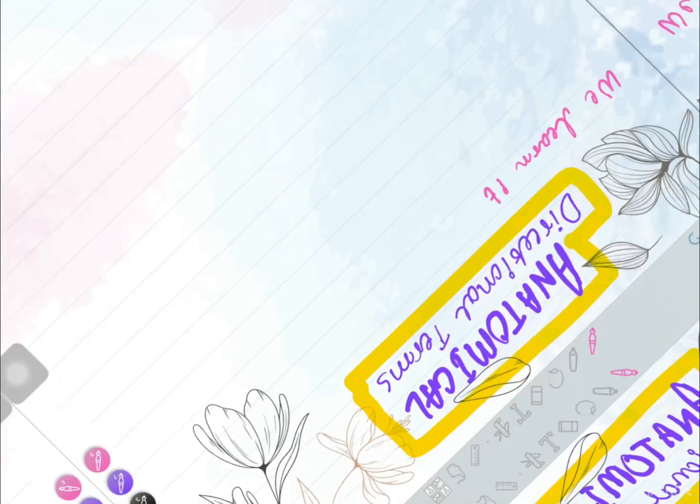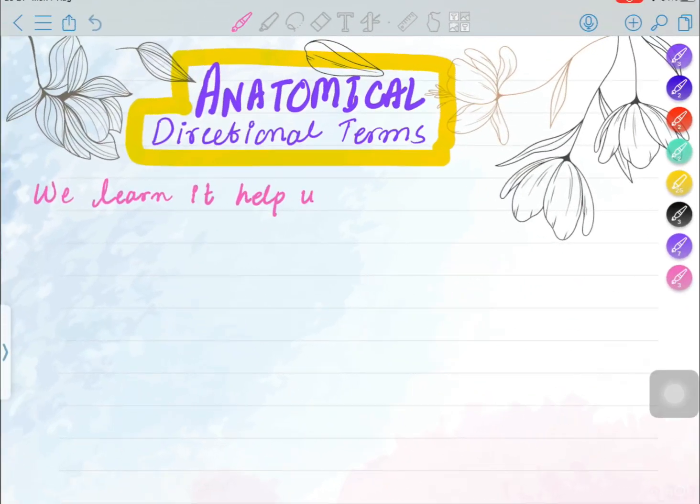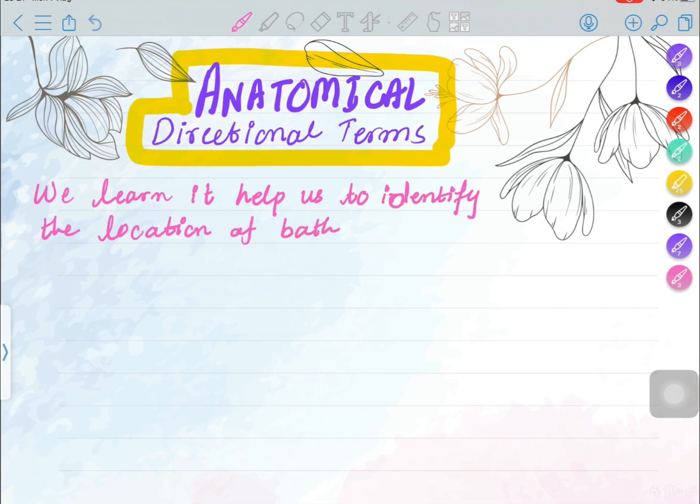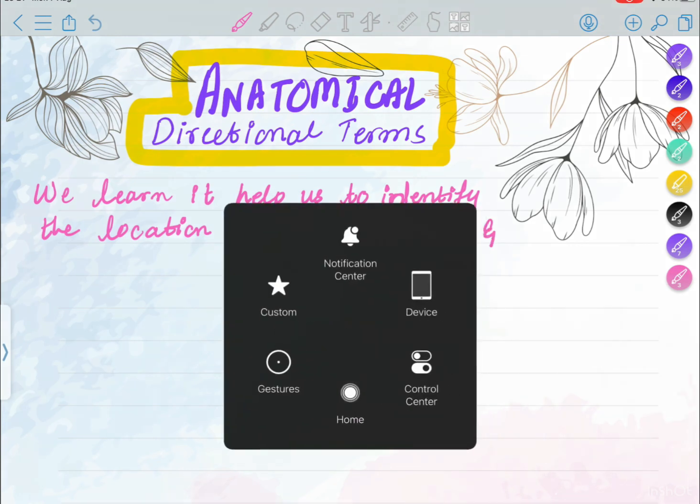So, first of all, why do we need these super fancy words? The reason is that we humans are such delicate creatures and our body parts are even more delicate, so in order to understand which area specifically we are talking about, we need some special terms. We learn them so that they help us identify the location of our body parts, both internally and externally.